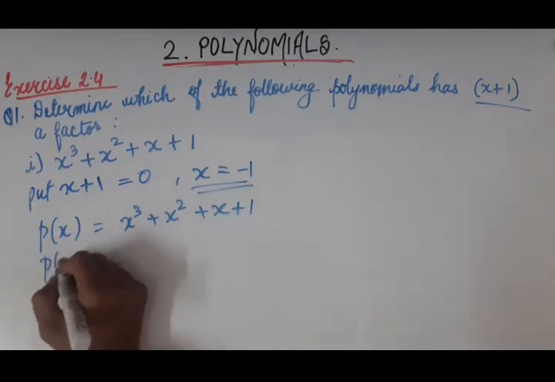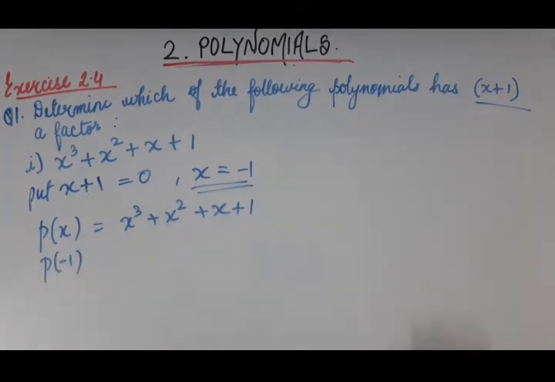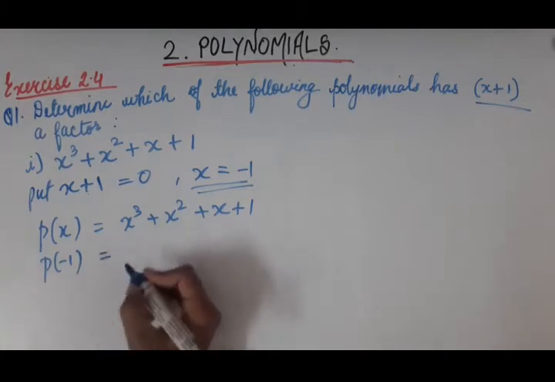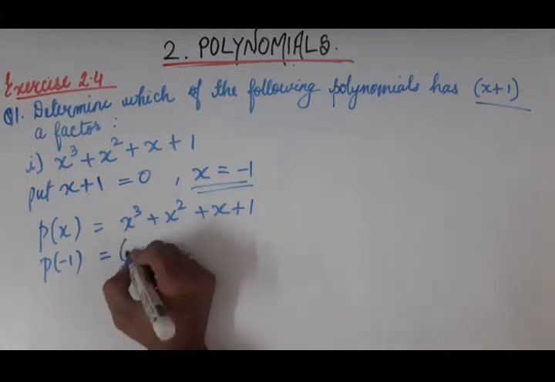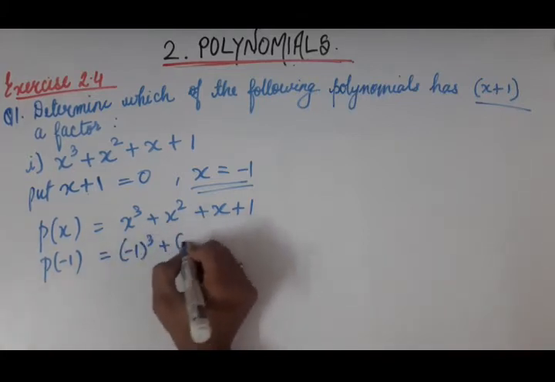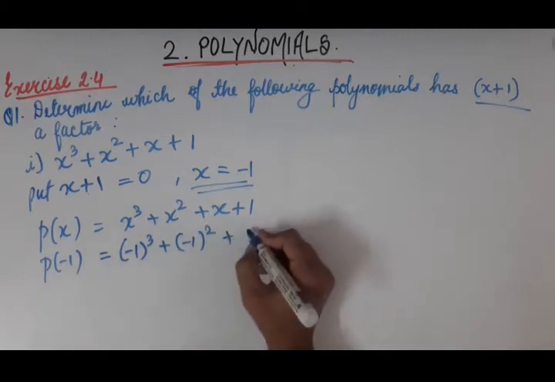Now if that p of minus 1 comes 0, then it is a factor. Then x plus 1 will be the factor. Now let us check p of minus 1. If it comes 0, then x plus 1 will be factor. If it doesn't come 0, then x plus 1 will not be the factor. Okay, so p of minus 1, replace x with minus 1. So you will get minus 1 cube plus minus 1 square plus minus 1.